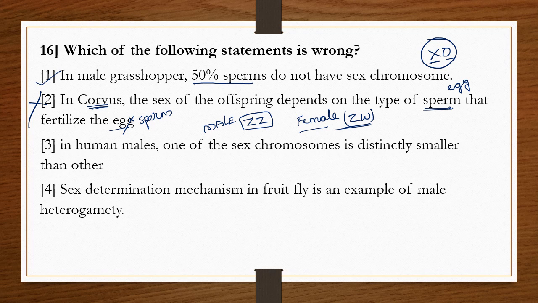In human males, one of the sex chromosomes is distinctly smaller than the other. The Y chromosome is smaller than X. It is also correct. Sex determination mechanism in fruit fly is an example of male heterogamity. In fruit fly, the male produces heterogametes. It is also correct. So the wrong statement is statement 2. That is, 2 is the correct option.